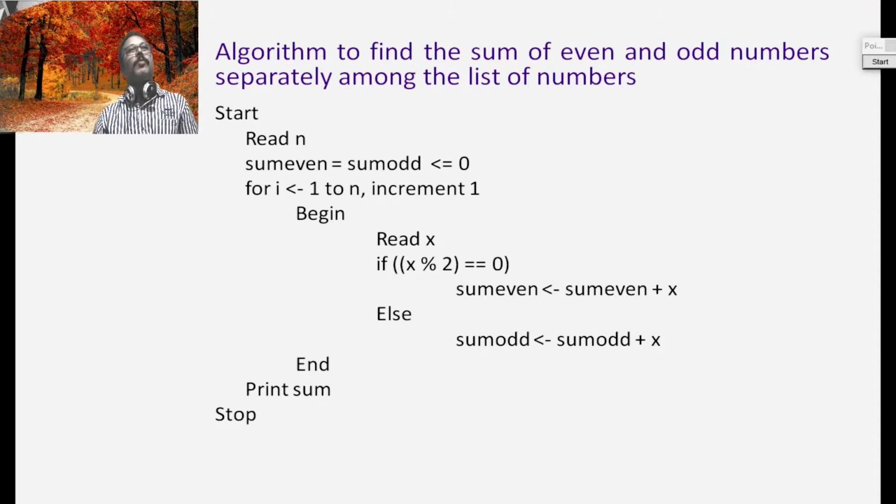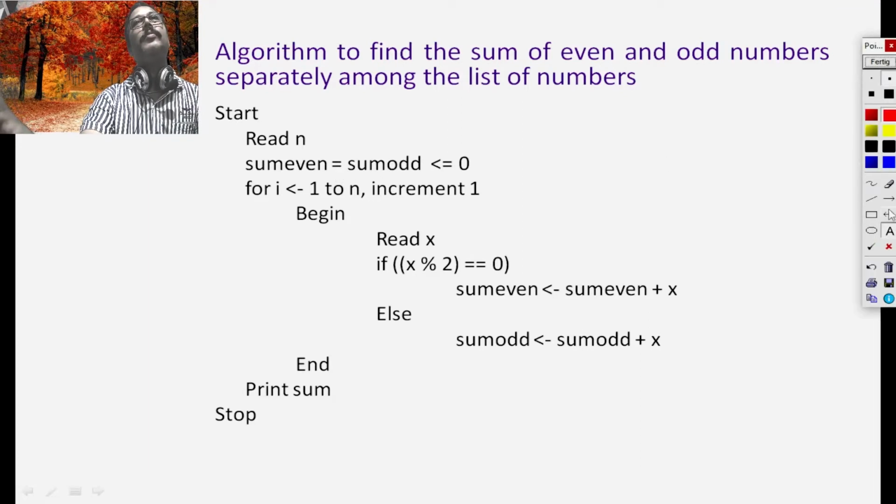All these are the same up to this point, but you have separate counters. These are assignments, so please modify them. Sum even is assigned 0 and sum odd is assigned 0. After this point it is the same.